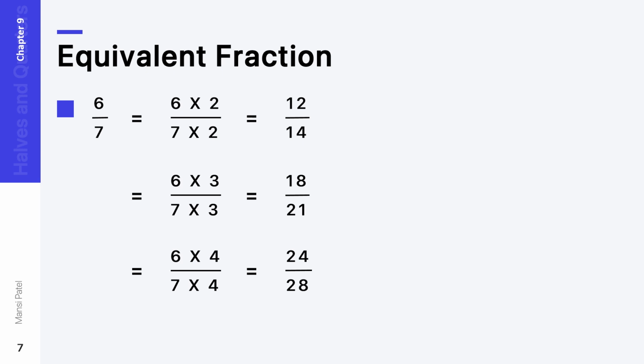Now if you want to multiply 12 upon 14 by 2 or 3, then also you are getting the same equivalent fraction. So just do the multiplication by 3 on 12 upon 14. 12 3s are 36 and 14 3s are 42.